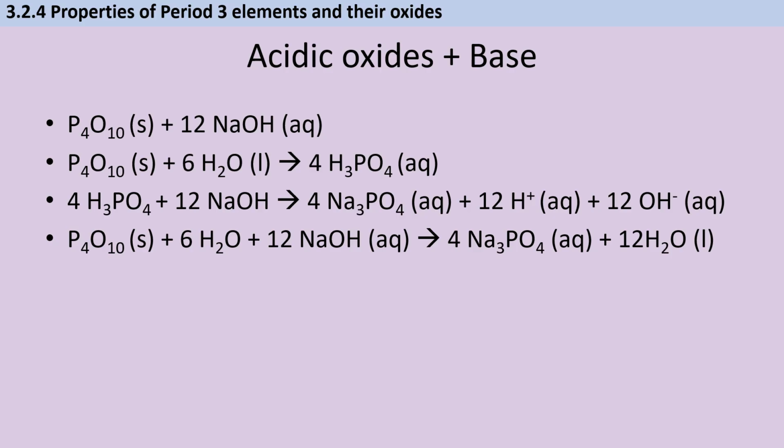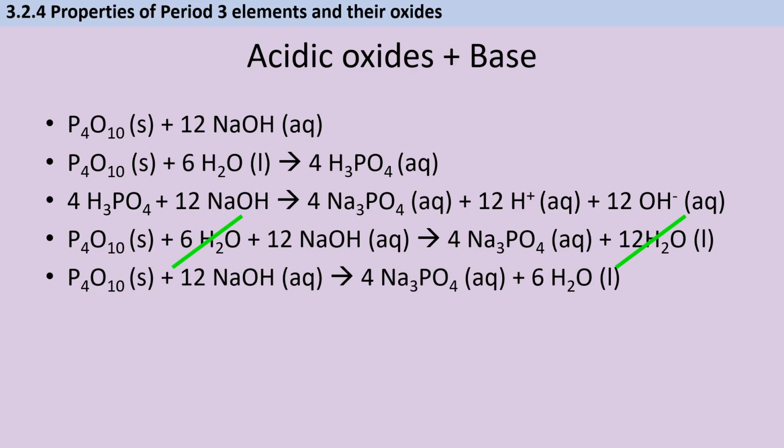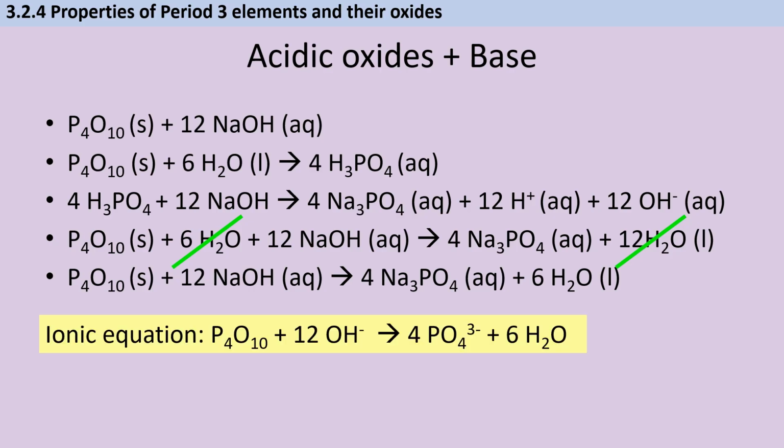And what we can see now is the 6 moles of water I added at the start that aren't really supposed to be in the equation are being balanced out by some of the 12 moles of water that I make. So I can just cancel those out, and we're left with the final equation in which 1 mole of phosphorus pentoxide reacts with 12 moles of sodium hydroxide to make 4 moles of salt and also 6 moles of water. We can also express this in an ionic equation, which looks a bit like this.